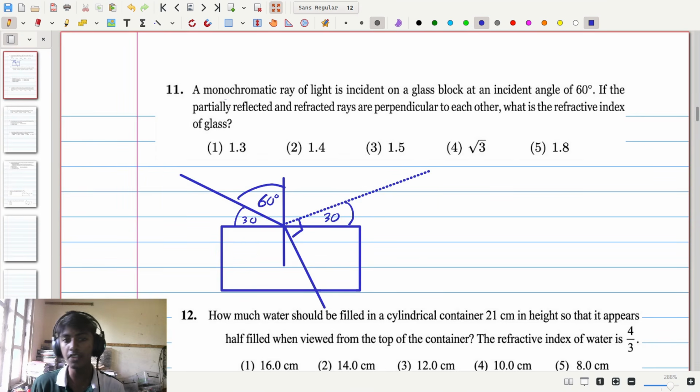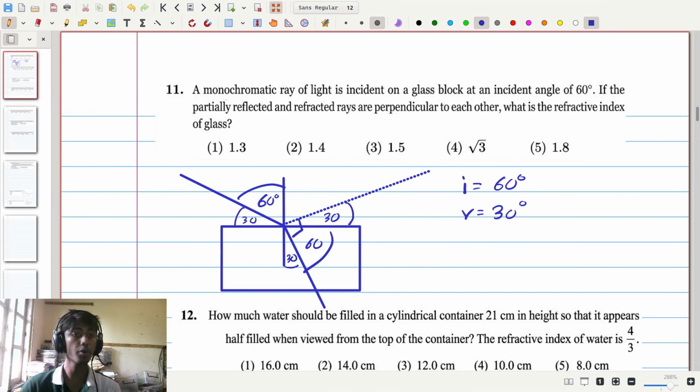Now if the angle here is 90 degrees and this angle is 30 degrees, the remaining angle must be equal to 60 degrees. Furthermore, since this angle is also 90 degrees, the angle in between the perpendicular and the refracted ray must be equal to 30 degrees. According to this, the incident angle I is 60 degrees, and the refracted angle R is equal to 30 degrees.